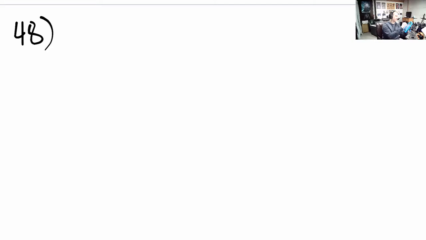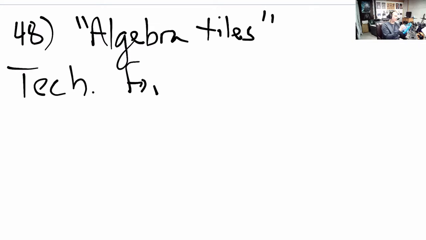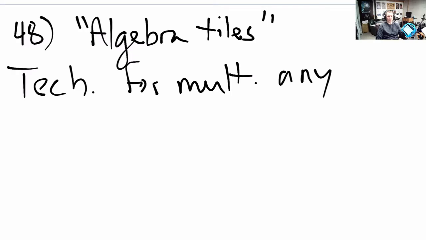So this is something that's called algebra tiles. And this is a bit more general. It's a technique for multiplying any polynomials together. And actually, they don't have to be polynomials. They can be non-polynomials too, but a sum or a difference, a big string of sums and differences of algebraic expressions. Doesn't matter what they are.